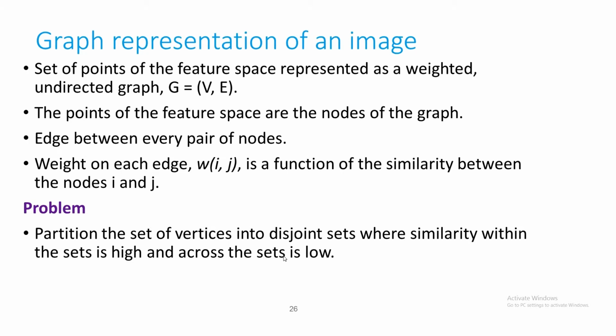Now, what is the problem? The problem is you partition the set of vertices into disjoint sets, or blocks, such that there is much similarity within the blocks and very low similarity between the blocks. Are you able to understand? Is it a min-cut problem? So, the problem I will repeat: after constructing the graph, you partition the set of vertices into disjoint blocks such that there is much similarity within the blocks and very low similarity between the blocks.